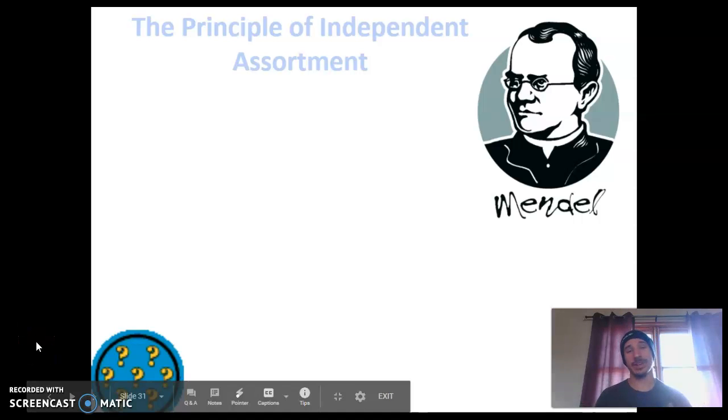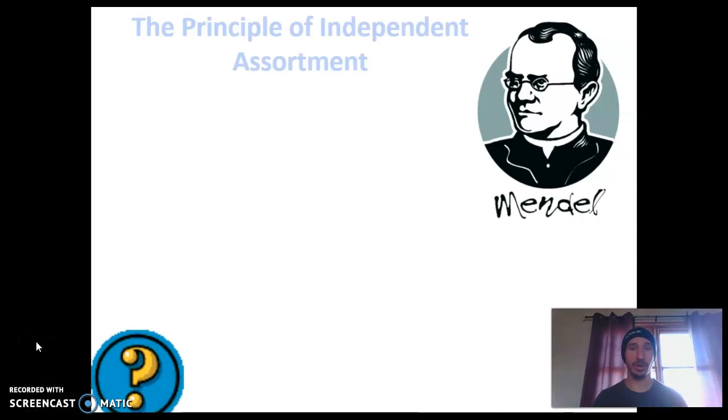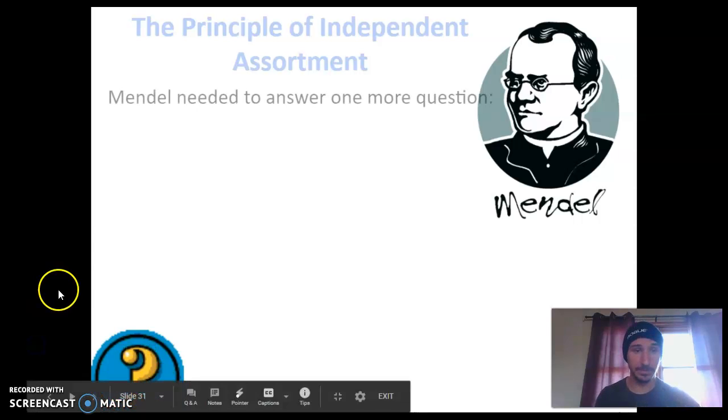All right, ladies and gentlemen, so now that you've done those Punnett square problems that I encourage you to do before skipping to this part of the study guide, let's talk about Mendel's final principle. We've talked about the law of dominance and recessiveness. We've talked about the principle of segregation. And now we're going to talk about Mendel's final principle, the principle of independent assortment.